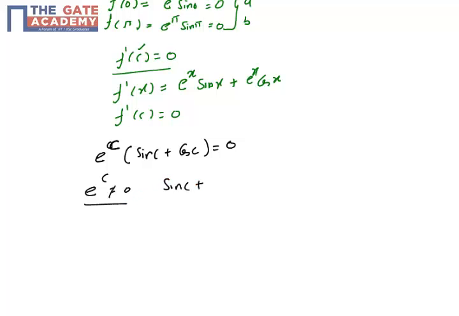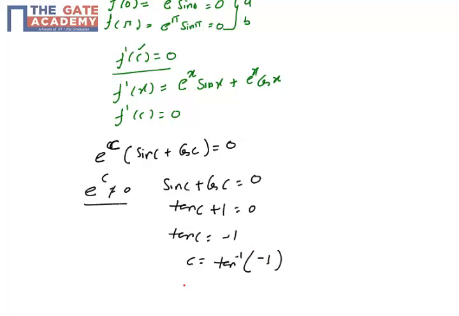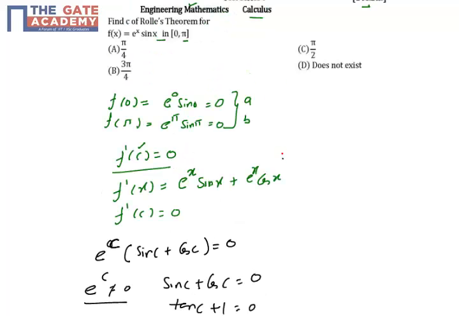So my sine C plus cos C must be equal to 0, which means that my tan C plus 1 is equal to 0. It means that tan C is equal to minus 1, or C is equal to tan inverse of minus 1, which is the solution C is equal to 3 pi by 4. So it means that the value of C is 3 pi by 4, which is option number B. So my option number B is the value of C, which is the right option for this question.